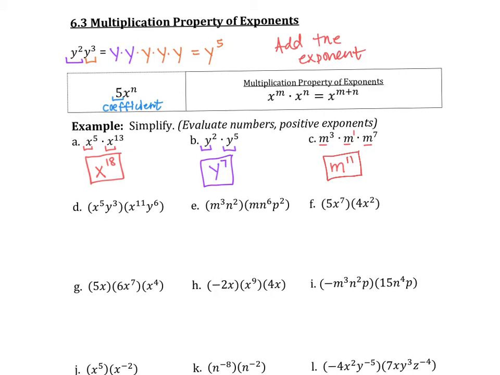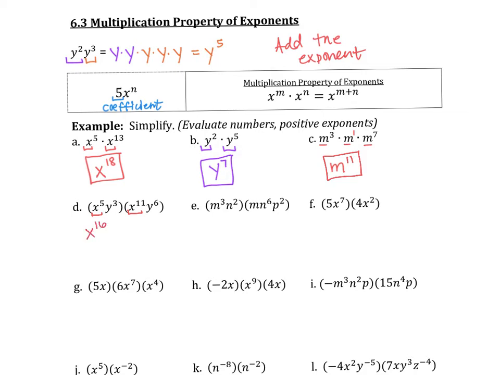Okay, now at D, I'm going to add a second variable. So I have x to the fifth, y to the third, times x to the 11th, y to the 6th. And I'm going to do the same. I'm still going to use the multiplication property of exponents. I just have to make sure I use it with the corresponding variable. So in this case, I have x to the fifth. Do I have another base of x? Yes, I do. So if I do x to the fifth times x to the 11th, I get x to the 5 plus 11 is 16.